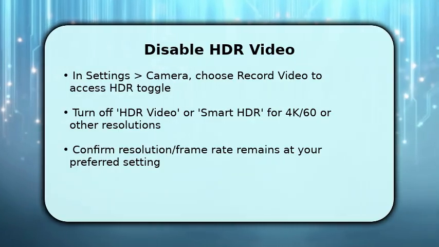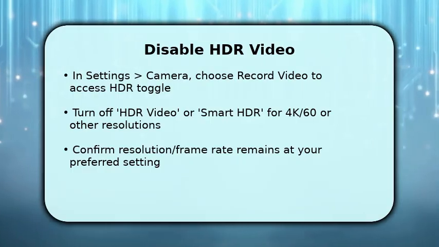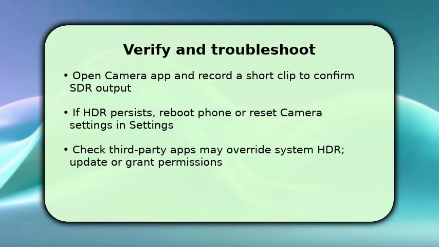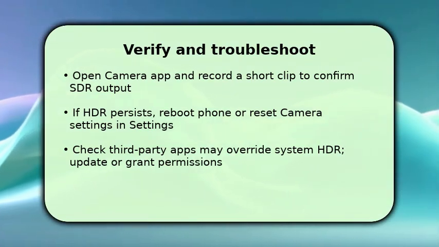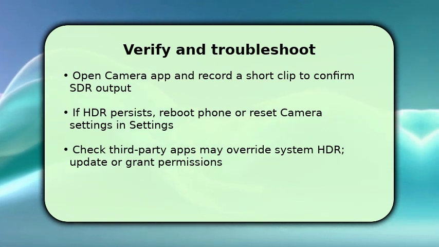Make sure to verify the resolution and frame rate below the toggle, so you keep your preferred 4K or 1080p setting. Finish by opening the Camera app and recording a quick clip to confirm the output is standard dynamic range. Play it back and check metadata or color saturation.